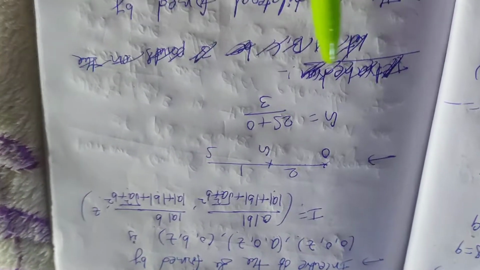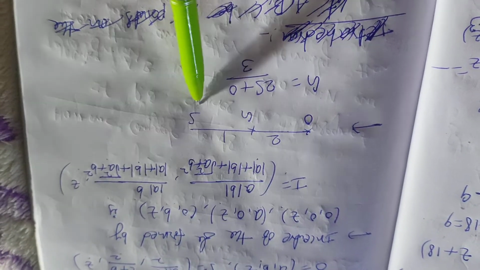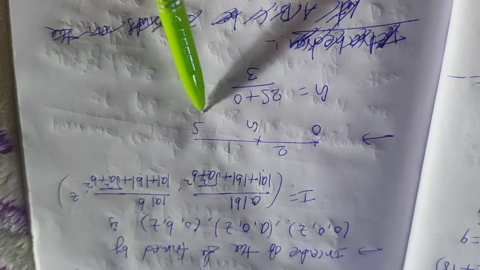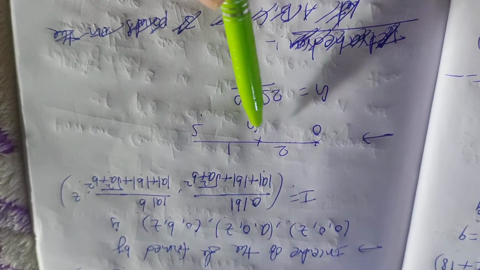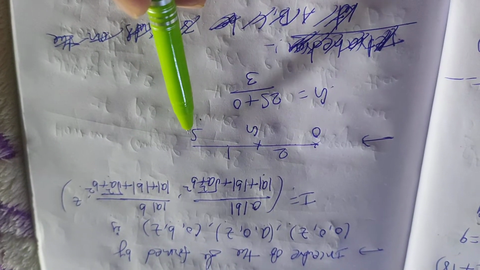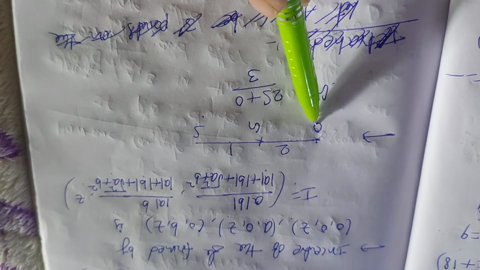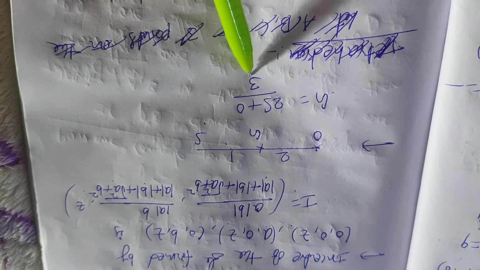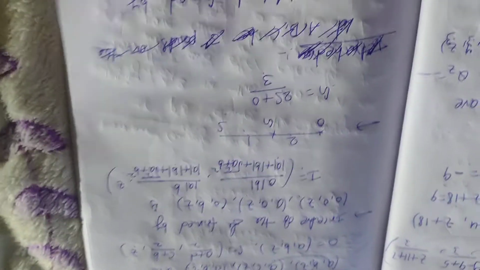Okay, and O, G, S lie on the same line, Euler's line, and G divides OS in the ratio 2:1. So G is equal to (2S + O) / (2 + 1), that is divided by 3. Okay, so based on this concept you take one problem.